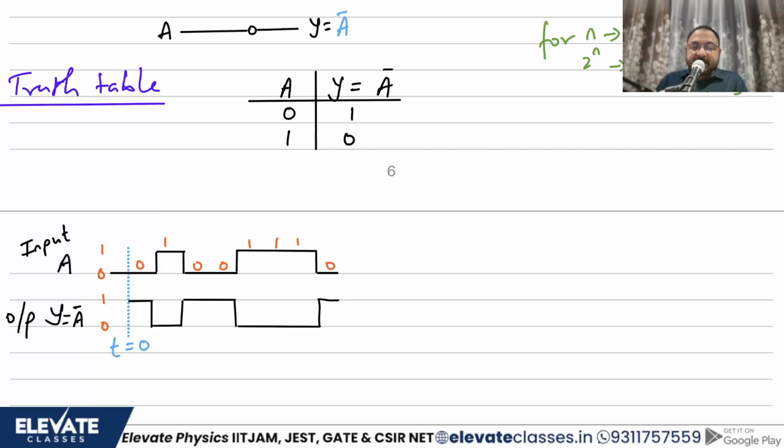These two things are exactly opposite to each other. That is why it is also called an inverter. So this is all that we need to know about the NOT gate in order to start solving problems. That's all that we will need with a NOT gate.